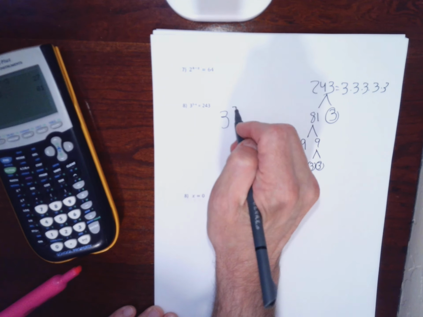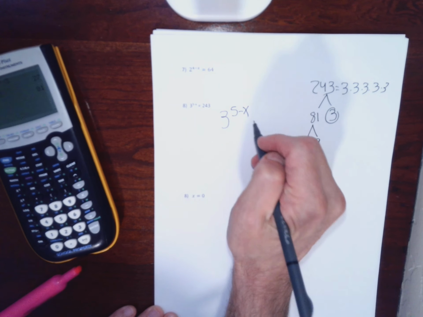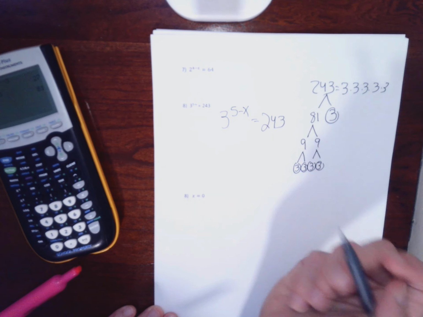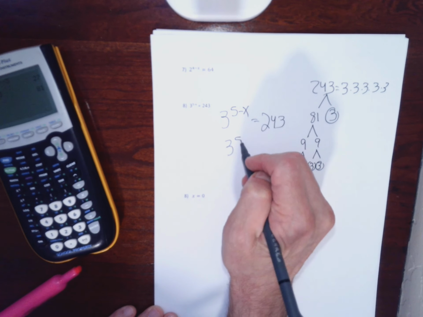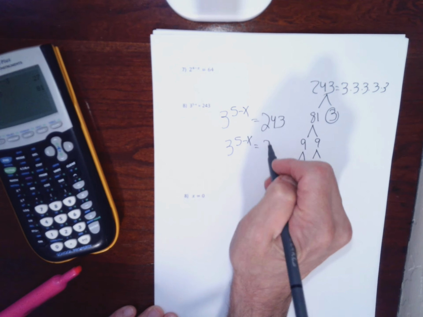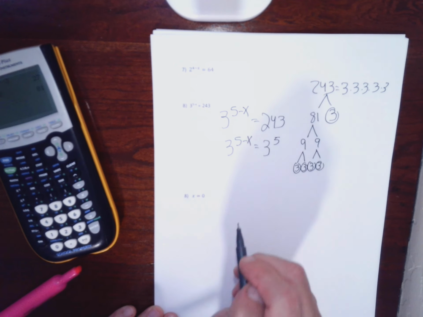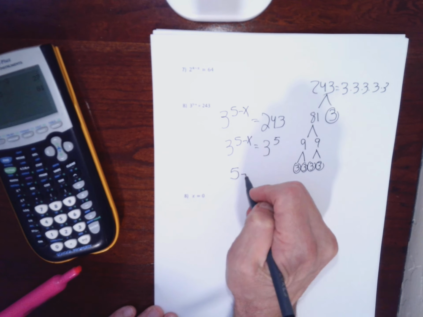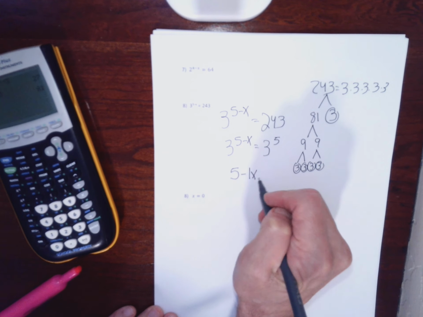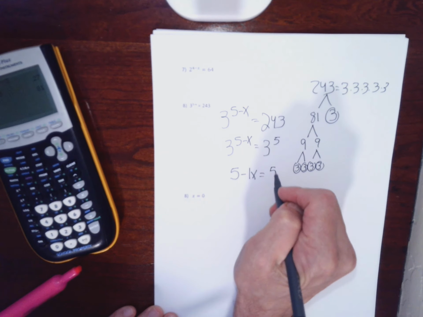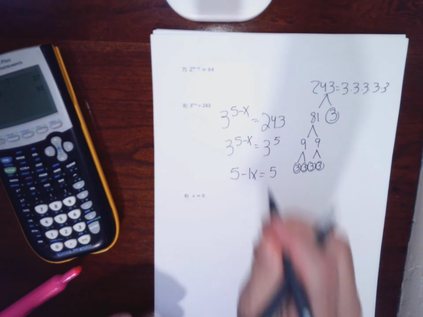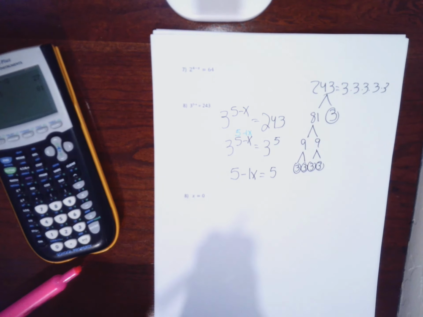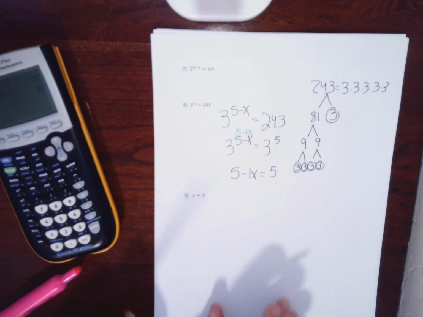So initially, just in case this isn't showing up so well, the problem said 3 to the 5 minus x equals 243. I'm going to change this to 3 to the 5 minus x equals 3 to the 5th. Now I'm going to set the exponents equal to each other, and I'm going to emphasize that that x really has a 1 in front of it. It might help me do my algebra. So this is really 5 minus 1x. I don't normally write the coefficient of 1, but here it might be useful.